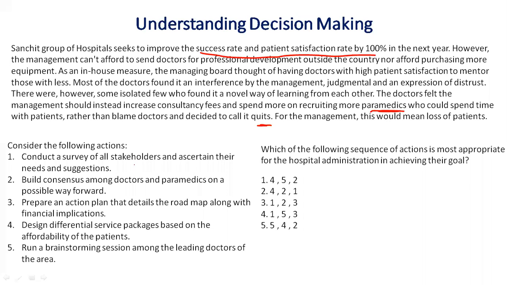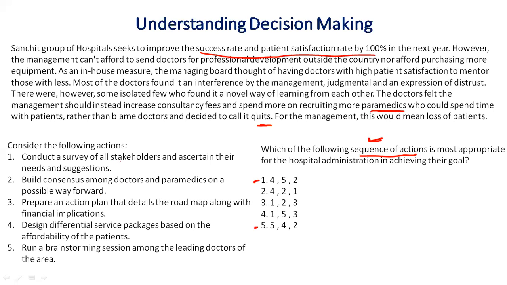So now you have following actions. Which of the following sequence of actions is most appropriate for the hospital administration in achieving their goal? ठीक है. Note कि यहाँ पे question में बोला है which of the following sequence, right? Hence option 1 and option 5 are different क्योंकि तुमको पूरा sequence बताना है कि भाई सबसे पहले क्या करना है, उसके बाद में क्या करना है, उसके बाद में क्या करना है, right? You have to follow the sequence, which is very important here. So let's see at the options.